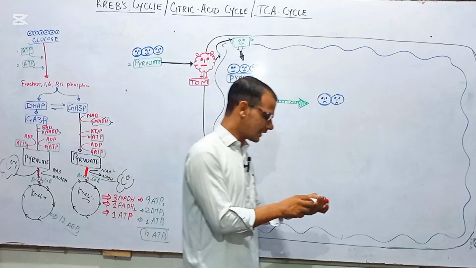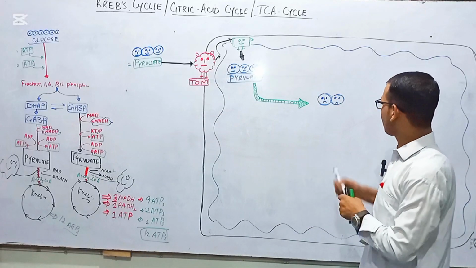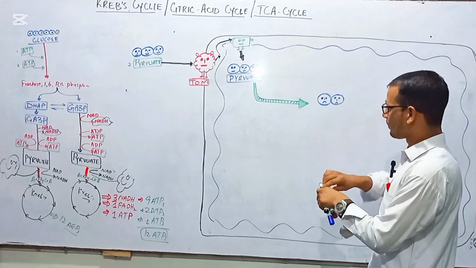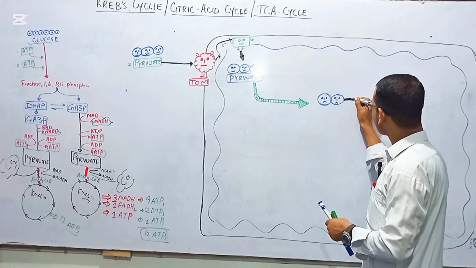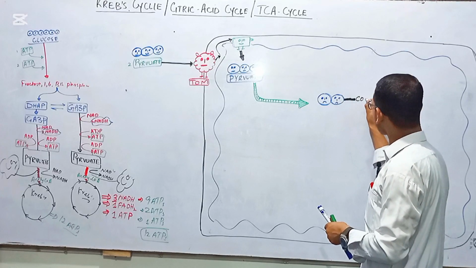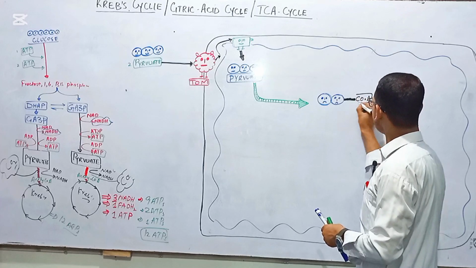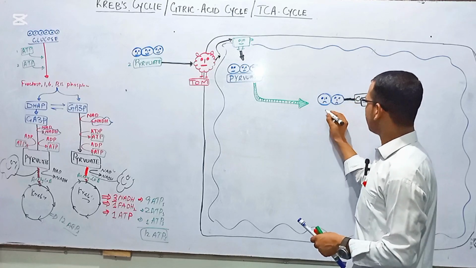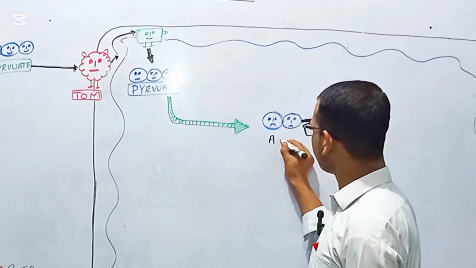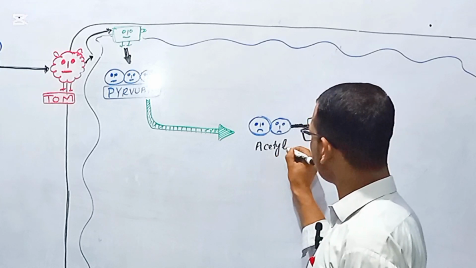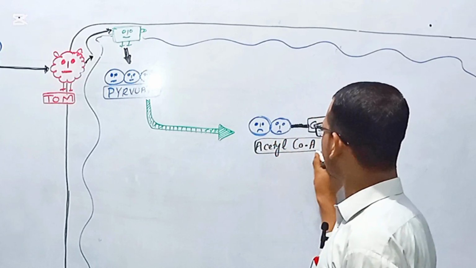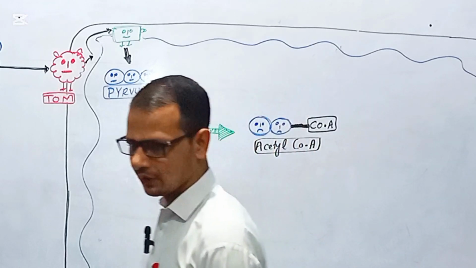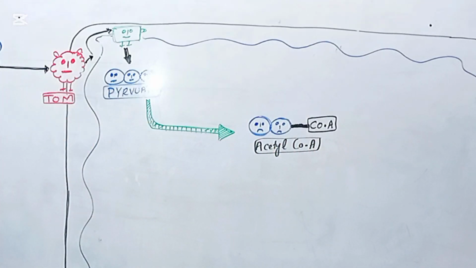And in this reaction, one coenzyme A group is added to this product, and now this product is called acetyl CoA, and this is now the intermediate molecule which is responsible for undergoing the Krebs cycle.